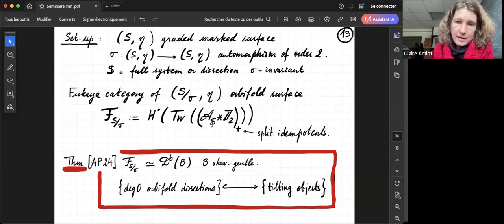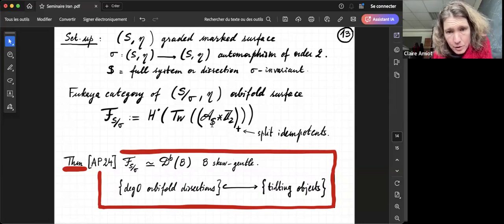What we could prove, using what Haiden, Katzarkov and Kontsevich did before, is that this category does not depend on the choice of the full system of arcs you started with. And we proved that this category is equivalent to the derived category of skew-gentle algebras. We prove almost the same theorem as before, but it's not finished yet. We defined a generalization of the notion of dissection for orbifold surfaces, which we call degree zero orbifold dissections, and we show that any such dissection gives rise to a tilting object in this category. We conjecture that the converse is true, that this is actually a bijection. This is work in progress.